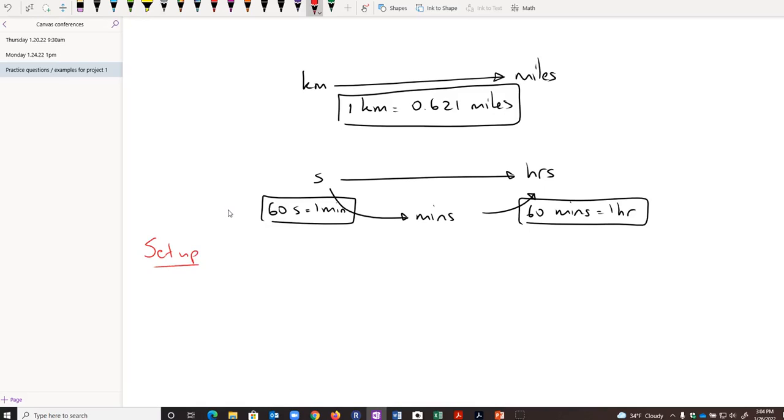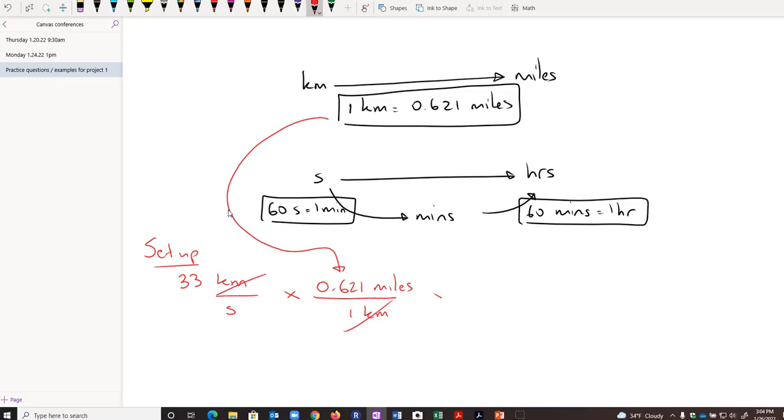So we always start with what's given. So we have our 33 kilometers per second. Again, you can do either one of these conversions first. I'm just choosing to do the kilometers first into miles. If we want to end up with miles, the miles go on top. So we have 0.621 miles for every kilometer. So a kilometer cancels out, and we're at miles per second now as our unit.